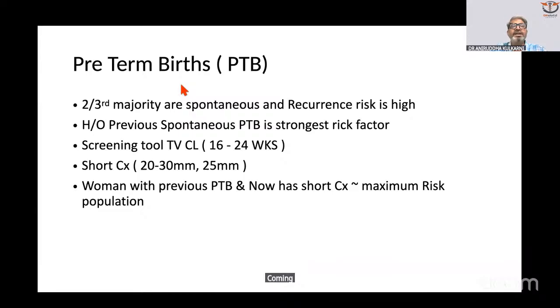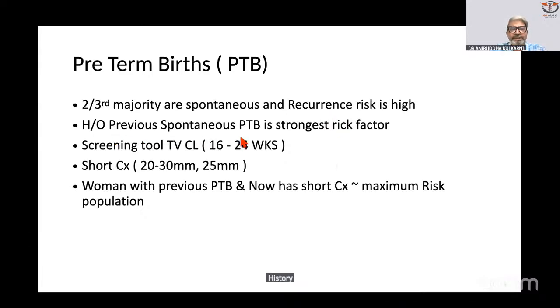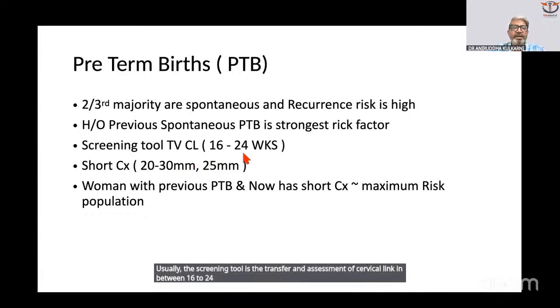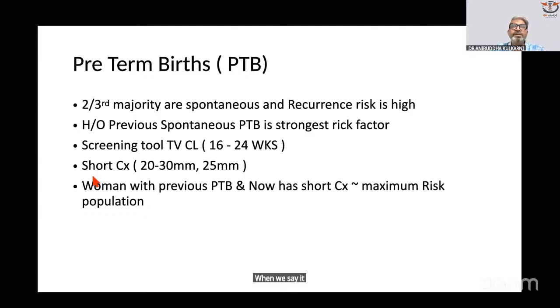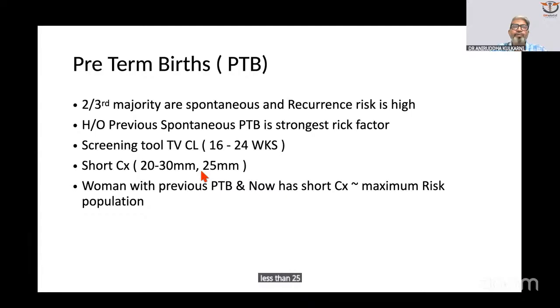Coming to preterm birth, a few slides on that. Two-thirds are spontaneous and recurrent. The risk is very high. History of previous spontaneous preterm birth is the strongest risk predictor. Usually the screening tool is the transvaginal assessment of cervical length between 16 to 24 weeks. When we say it's a short cervix, it doesn't mean that it is between 20 to 30 millimeter. It always means it is less than 25 millimeter with funneling at the level of the internal os.